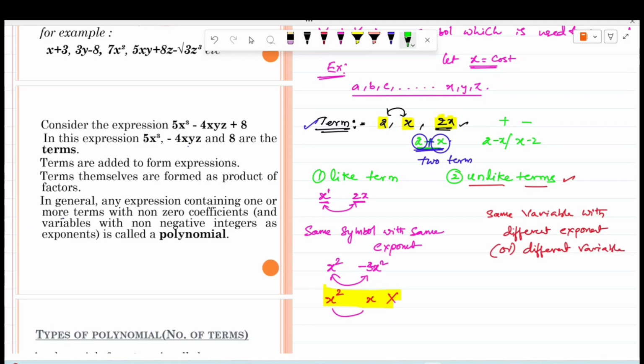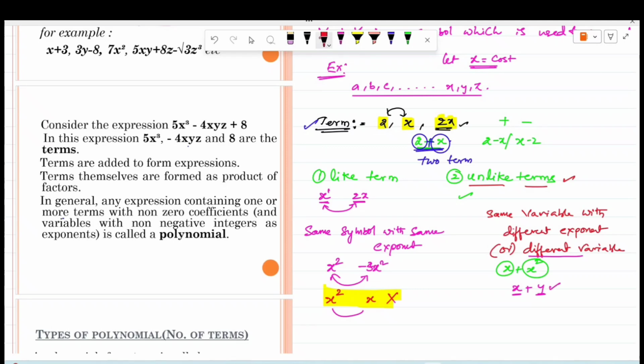Example, x is a variable, x square is also a variable. These both are the same variable but with different exponents, so this comes under unlike terms. We can also write different variables, let us say x and y. These both also do not have the same variables, so these are also called unlike terms.